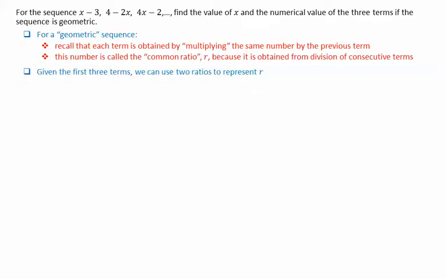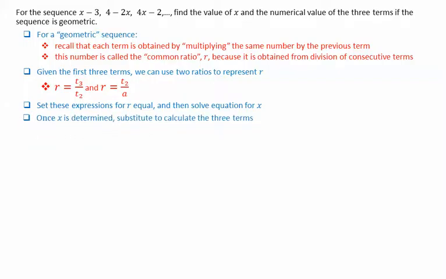For this question, we're given the first three terms relative to x. We can use the two ratios to represent r. We can first use r equals the third term divided by the second term, and then r equals the second term divided by the first term. We can set these expressions for r equal and then solve the equation for x. Once we've determined x, we can substitute this to calculate the three terms.